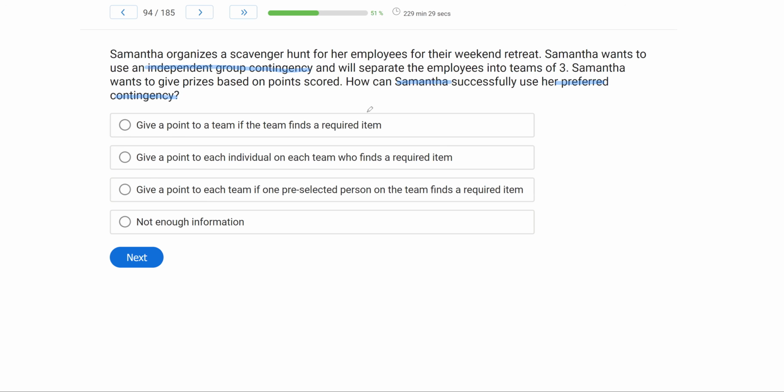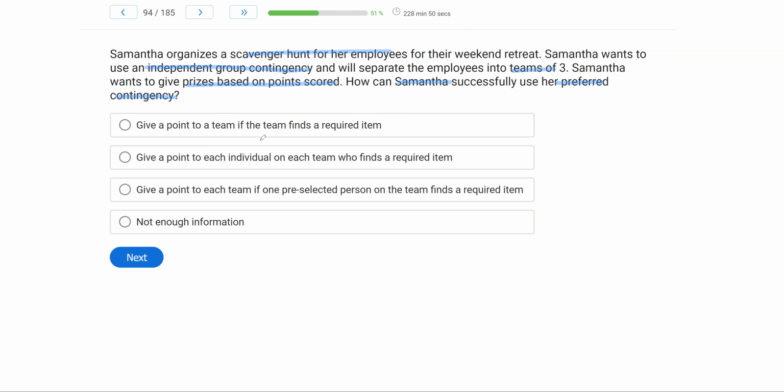So an independent group contingency is what? An independent group contingency exists when there's a group and each member of that group is responsible for their own reinforcement, meaning each individual's behavior is going to produce their own reinforcement. So Samantha wants to use an independent group contingency for a scavenger hunt for her employees, teams of 3, prizes based on points scored. Well, we can start predicting already. We have teams of 3. The teams aren't necessarily going to be relevant because still each individual on that team is going to control their reinforcement. So A, give a point to the team if the team finds a required item.